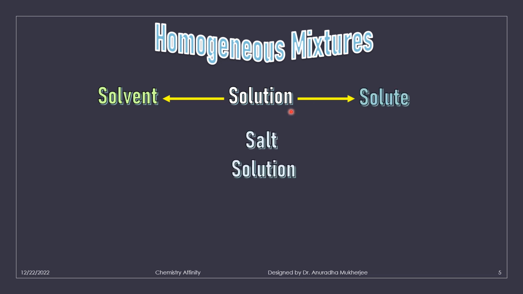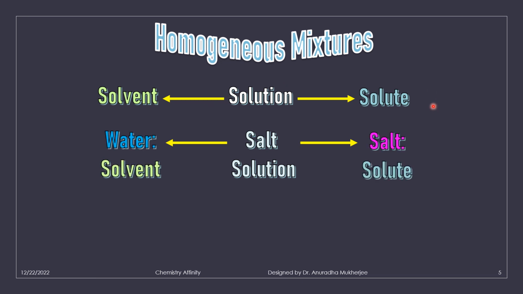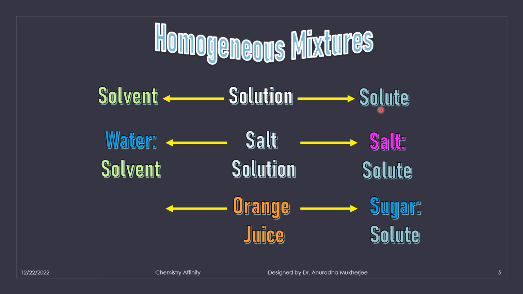Homogeneous mixture is called solution. Solutions can be classified into two parts, solvent and solute. Solute means which we take in less quantity, solvent means which we take in more quantity. Like when we make salt solution, we take a less amount of salt and add it into a more amount of water. That's why water is called solvent and salt is called solute. Similarly, in the orange juice, the quantity is more, so that will be solvent. And if we add sugar in the orange juice, then sugar will be solute.